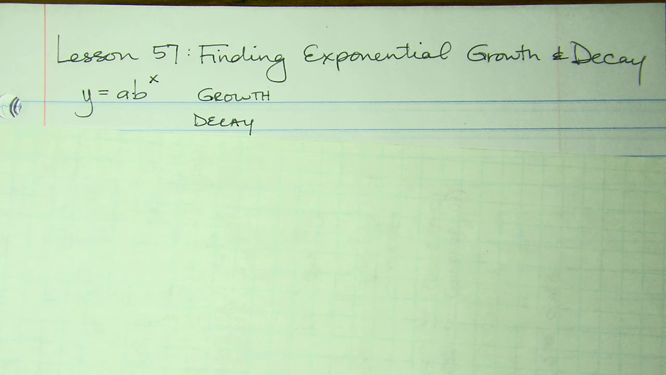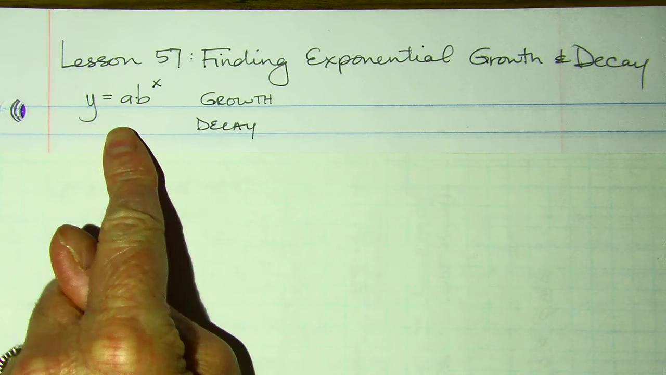Good morning, Algebra 2. We're going to be covering lesson 57, which is on exponential growth and decay. So a little review. This is how an exponential equation looks.